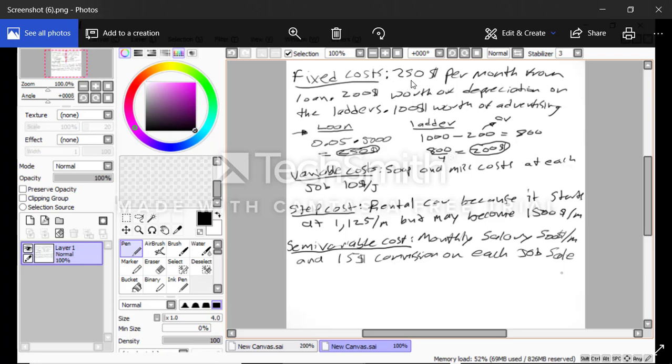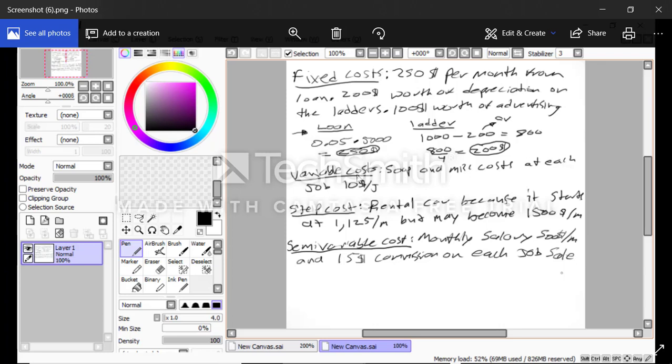So here, fixed costs, $250 per month from this loan, and that's coming from this area here. It's 0.05 times $5,000 per month. It's 5%. That comes to $250 per month. And also $200 worth of depreciation on the ladders comes in as a fixed cost, and that is $1,000 minus the carrying value here, giving $800. $800 divided by 4 months equals $200. And also $100 worth of advertising comes in as another fixed cost.